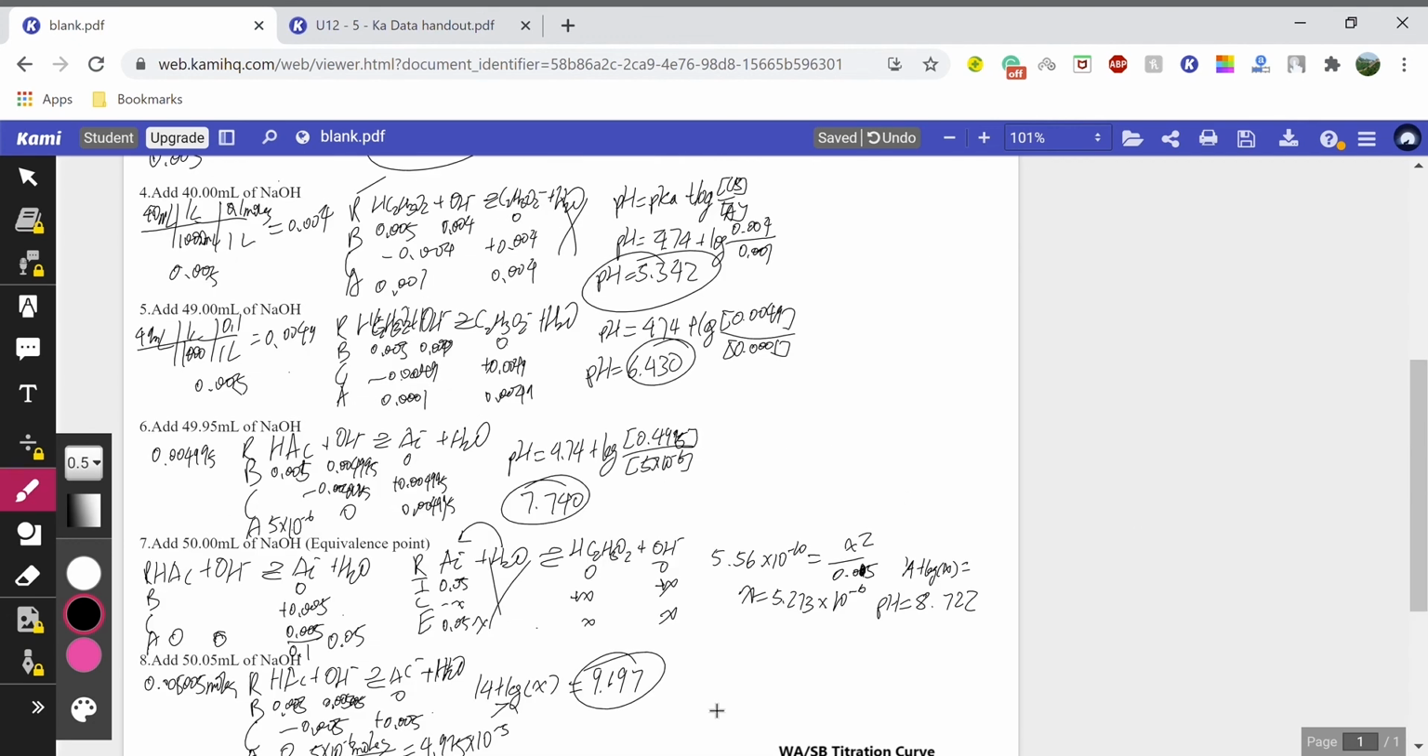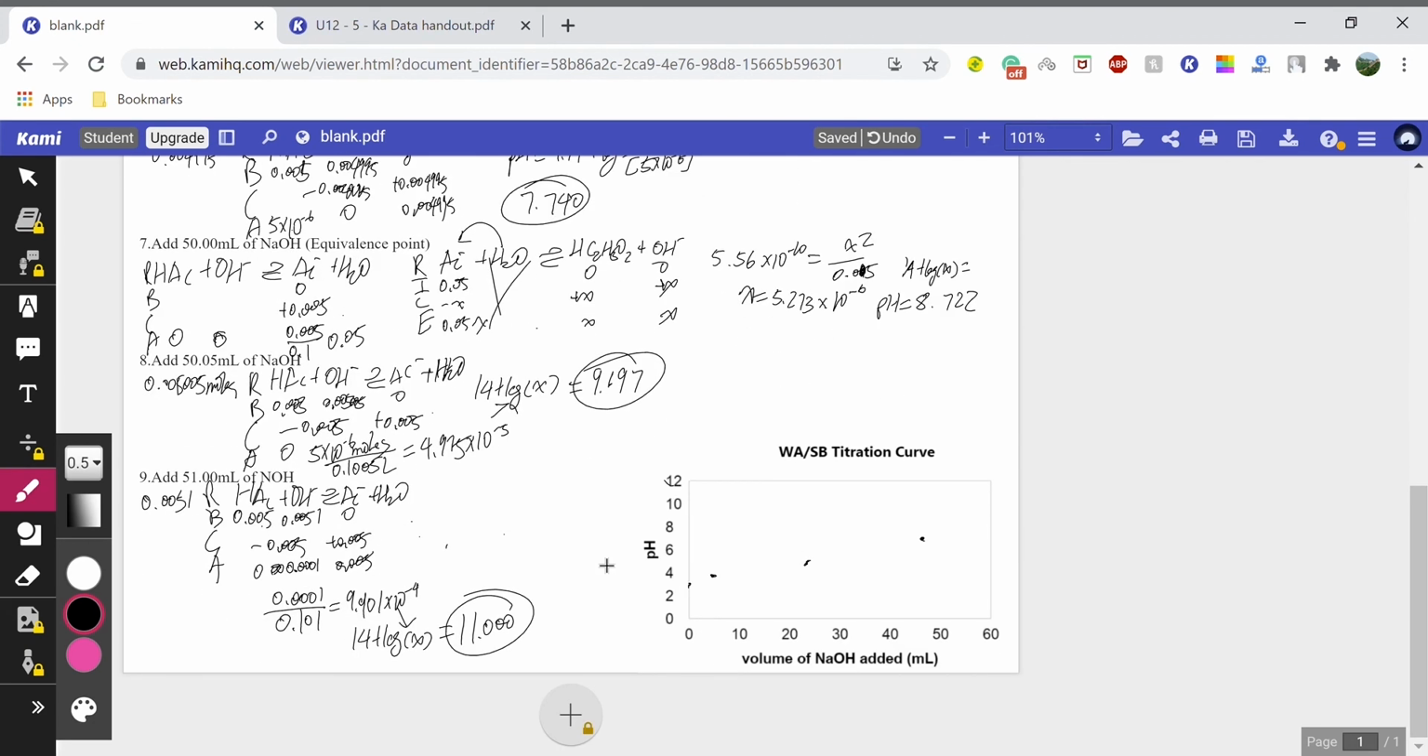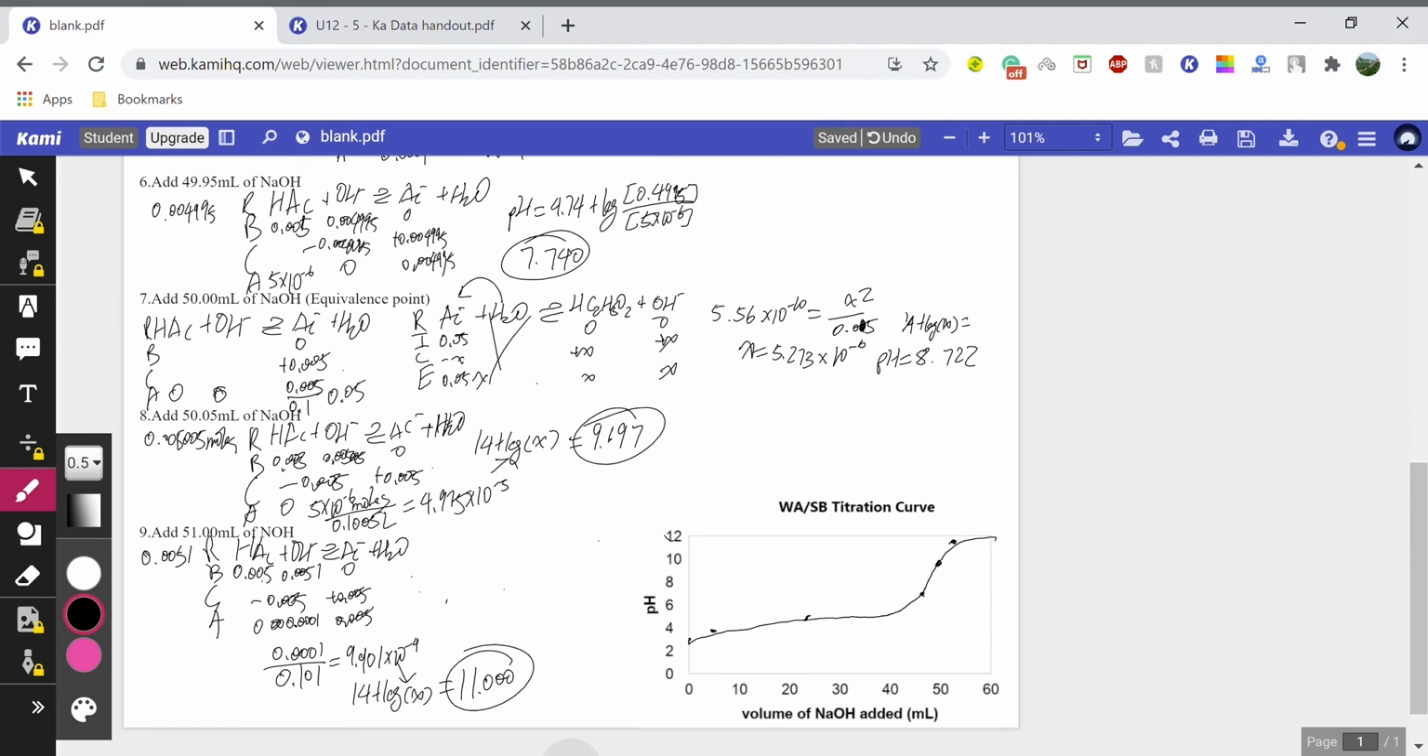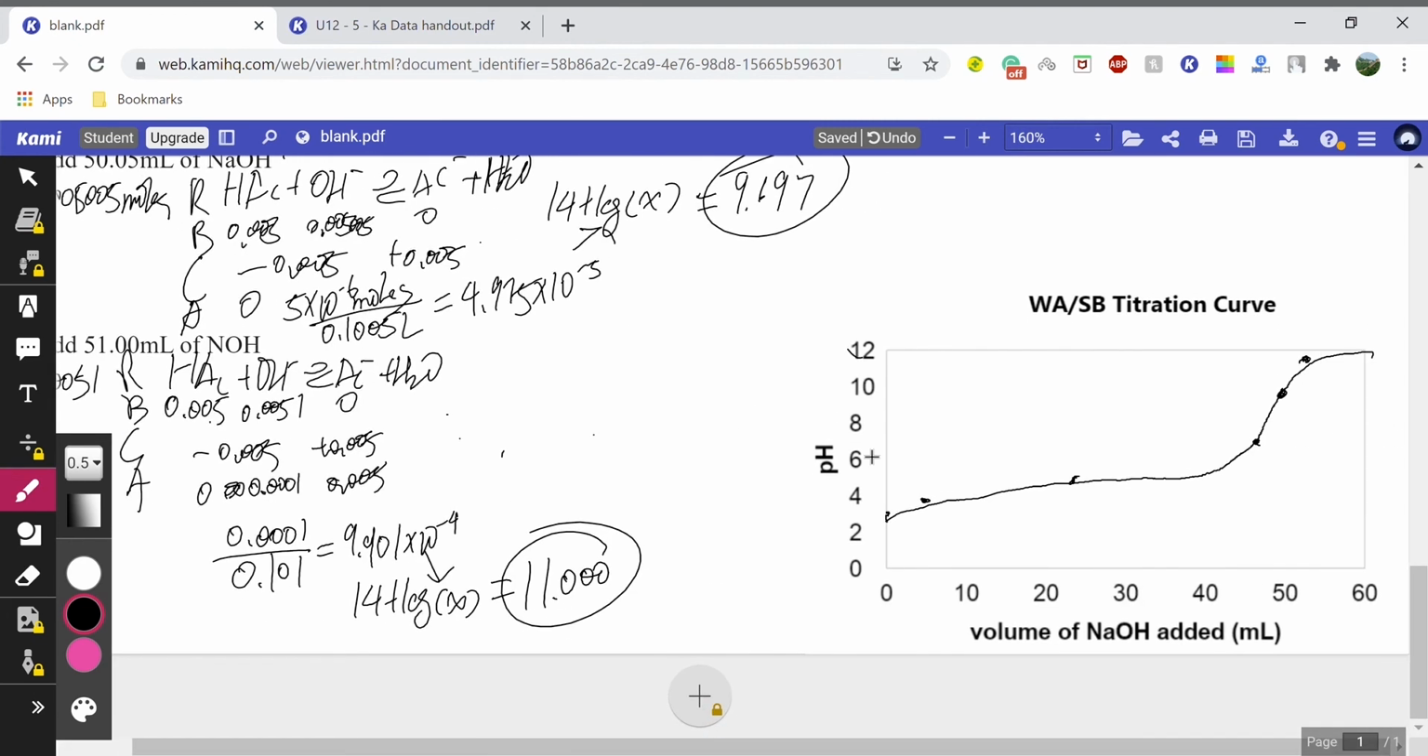And now when we add 50, it goes to 9.69. So 50 is going to go up here. And when we add 51, it's going to turn to 11. So it's going to be here. So this is how our titration curve is going to look. And that is our titration curve, and this is how our weak acid and strong base titration curve will look. I know the drawing's not the best, but if it had more guidelines, maybe I could draw the line better. But you kind of get the idea.